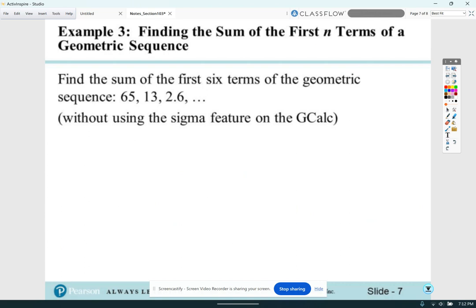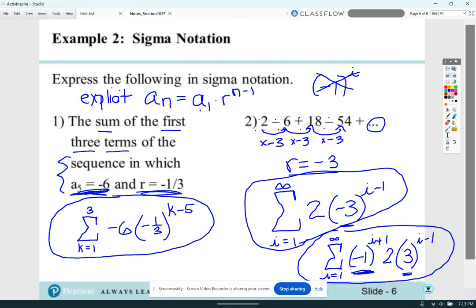All right, and then our last example is finding the sum of the first n terms of a geometric sequence. So we've got a geometric sequence here, 65, 13, 2.6, and so on. And we're not going to just type it in on the calculator, okay? It's easy enough to go to that sigma feature on your calculator, type it in, and then you're done. So that's what some students will do. They'll write it in sigma notation, type it on their calculator, get an answer, great. And I'm happy if you can do that. I mean, you could clearly get the answer to these last two questions by doing that.